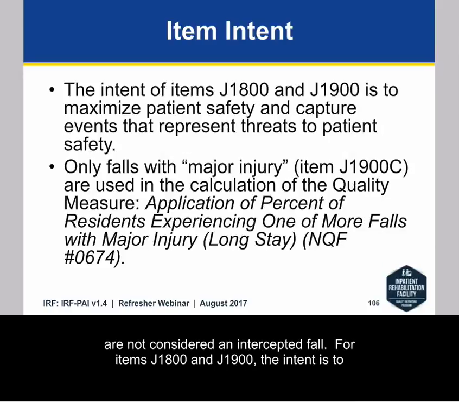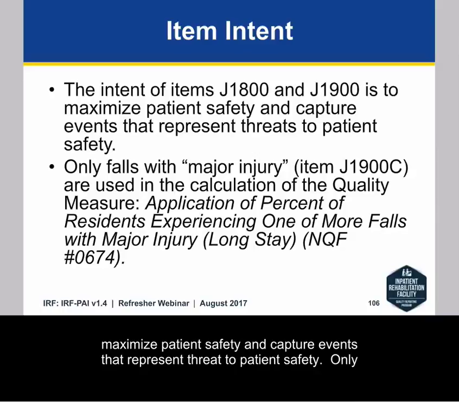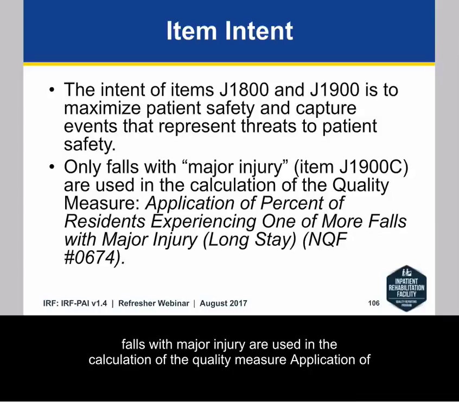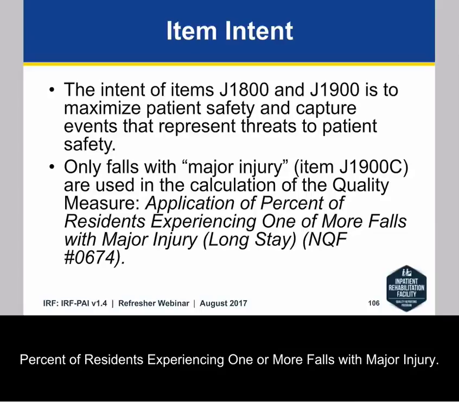For items J1800 and J1900, the intent is to maximize patient safety and capture events that represent threats to patient safety. Only falls with major injury are used in the calculation of the quality measure, application of % of residents experiencing one or more falls with major injury.